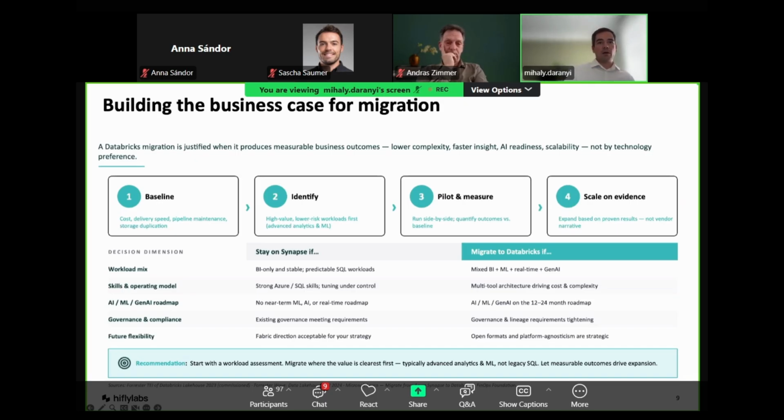If the Fabric direction is acceptable for your technical strategy, then you should stay on Synapse. But if you prefer open formats and a platform-agnostic way, then you need to go in that direction. But our overall recommendation is that you should start with the workload assessment, migrate where the value is clearest first, and typically use advanced analytics and machine learning, not the SQL.